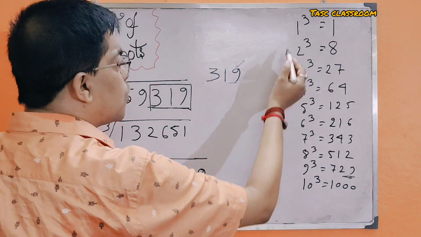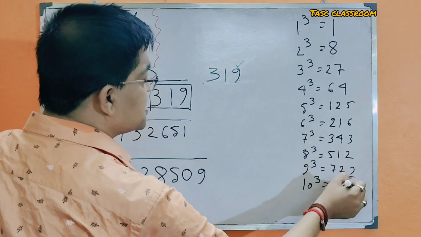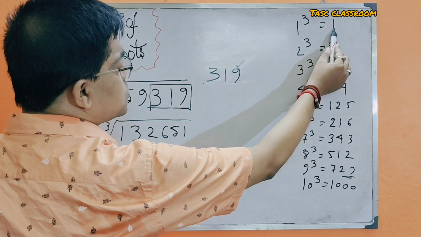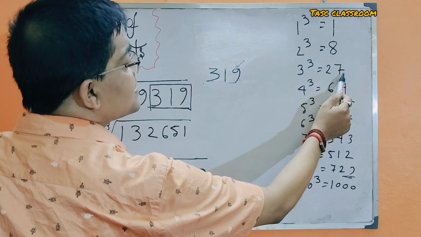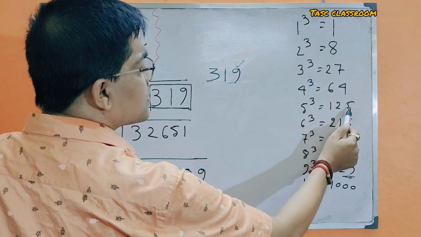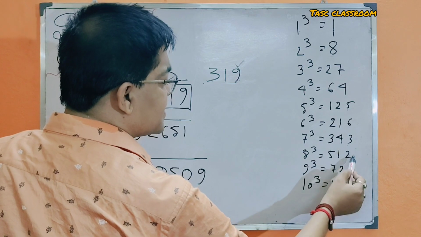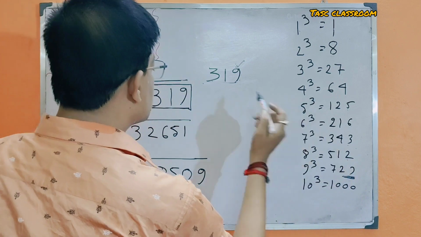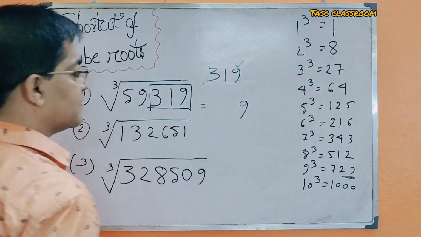Now we have to find which cube has 9 as its last digit. Here the last digit is 1. Here 8. Here the last digit is 7. Here 4. Here 5. Here 6. Here the last digit is 3. Here 2. Here the last digit is 9. So we write 9.